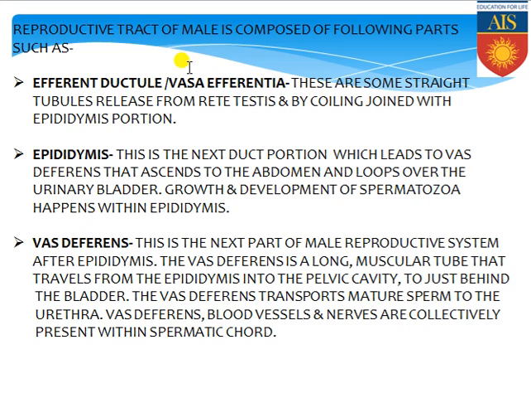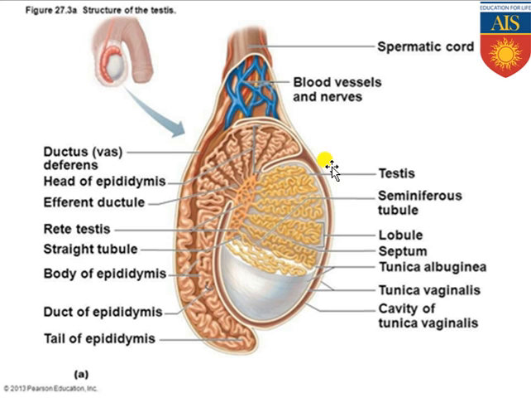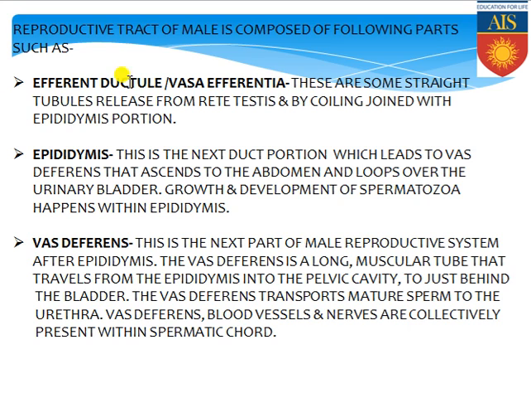So let's start from this specific slide where the first portion of the reproductive tract is written, that is efferent ductule or vasa efferentia. What is that? I have already told that within the testis, up to the rete testis we have discussed. Now after the rete testis, if you see this figure, a few straight duct-like structures are coming out from the rete testis, which is a capillary network. These duct-like structures are commonly known as efferent ductule or vasa efferentia. Keep it in your mind, by coiling, these ducts join with the epididymis portion.